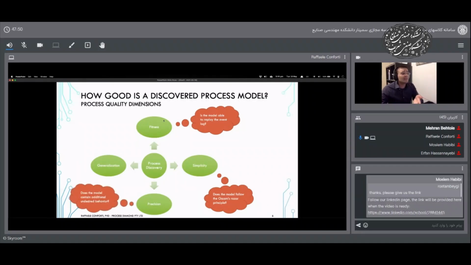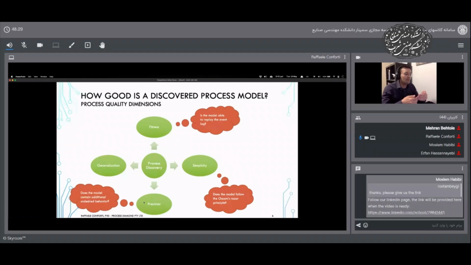Precision basically tells us how close the behavior that our model represents is to the behavior in the log. For example, can the model produce behavior that in the log does not exist? So can the model allow me to do things that I never observe in the log? If this is possible, then the precision goes down, because it means that my model allows me to do things that in reality I never do.